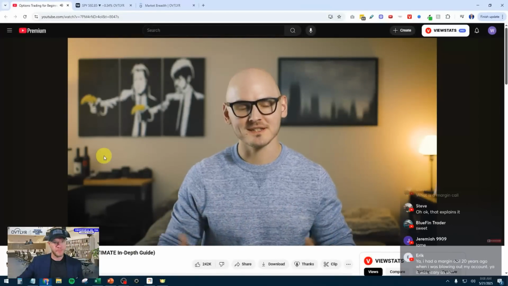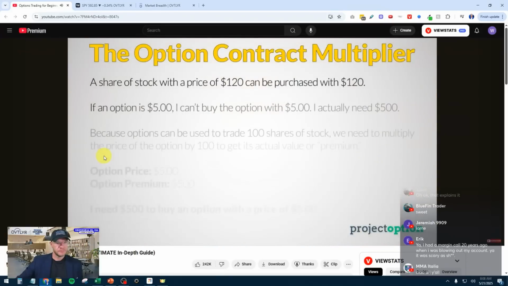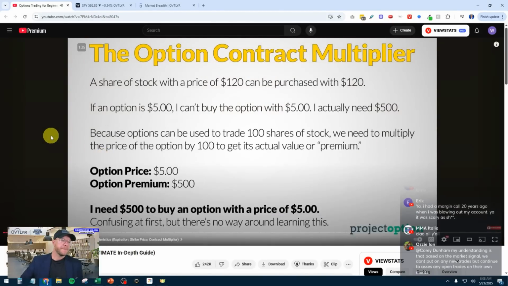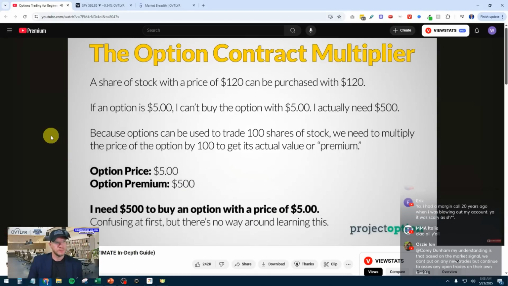Number 3 that we have to discuss, and the final one that we will discuss before moving forward, is what is called the option contract multiplier. So this is really confusing, and I hate it myself as someone who teaches options because it makes things pretty confusing. But if I see a share of stock that has a stock price of $120, I can buy 1 share of that stock with $120. But if I see an option and the option price is $5, I cannot actually buy that option with $5 US. I actually need $500 because options on stocks can be converted into 100 shares of stock. And because of that, we have to multiply the price that we see by 100 to get the option's actual value, or what is called the option premium.